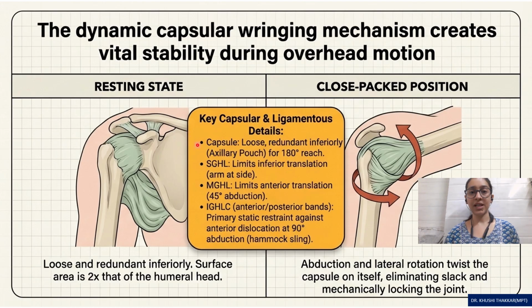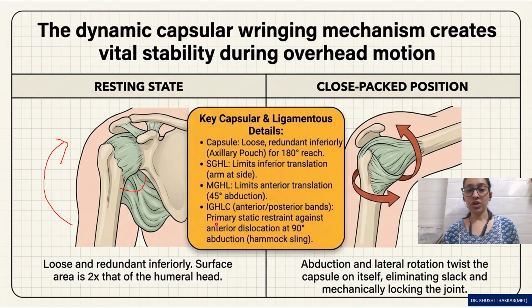The important key feature we need to remember is that the capsule is very loose and redundant inferiorly. This portion of the capsule is shown very big in the image, but actually the capsule spans till this area. This is the axillary space, and the space occupied by the capsule of the shoulder joint here is called the axillary pouch of the capsule. Since it is very lax inferiorly, abduction of the shoulder joint like this will be allowed by the capsule stretching. The capsule will take up the slack and become tightened just enough to let this upward motion of abduction happen.